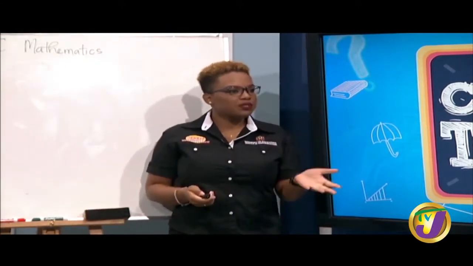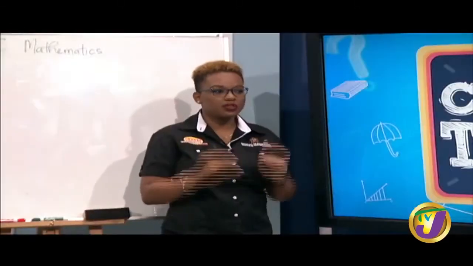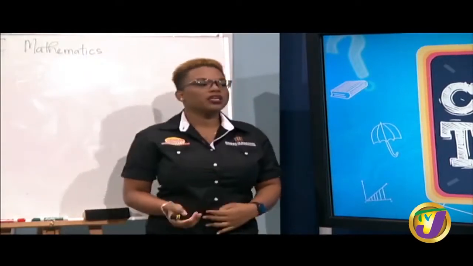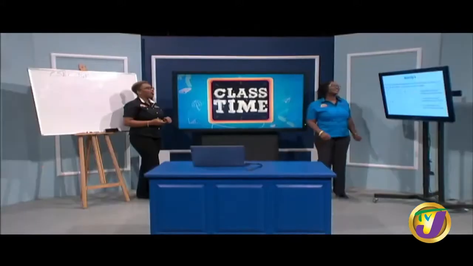T represents the set of members who play tennis, and H represents the set of members who play hockey. If you were in this youth club, which one would you play? Tennis, because I cannot play squash, and I can't play hockey, but I would have played a little. I would choose squash, because squash is usually inside a building, tennis is outside, and the sun is going to burn me. Hockey is just too much contact. Let's continue.